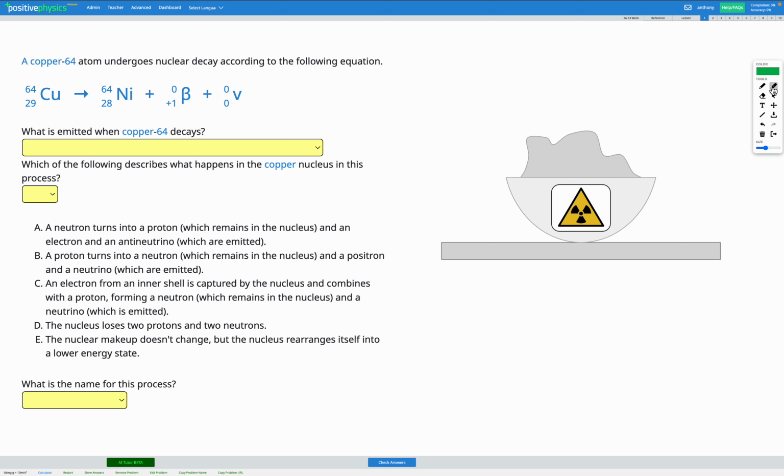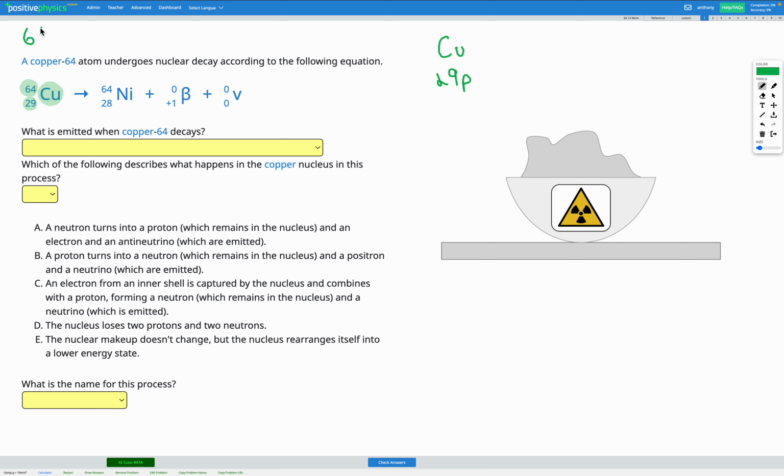In this question, a copper-64 atom undergoes nuclear decay according to the following equation. We're starting out with copper, which has an atomic number of 29 and a mass number of 64. So we've got copper. An atomic number of 29 means it has 29 protons. A mass number of 64 means it has 64 protons and neutrons together.